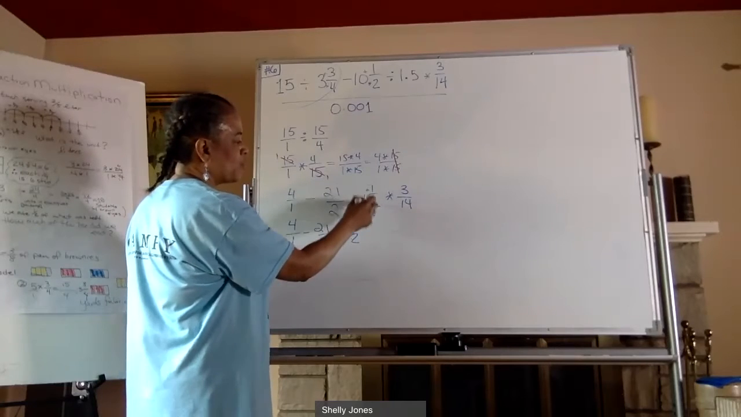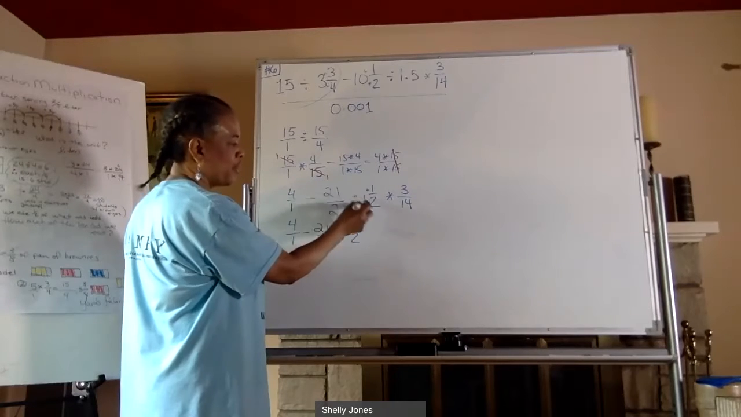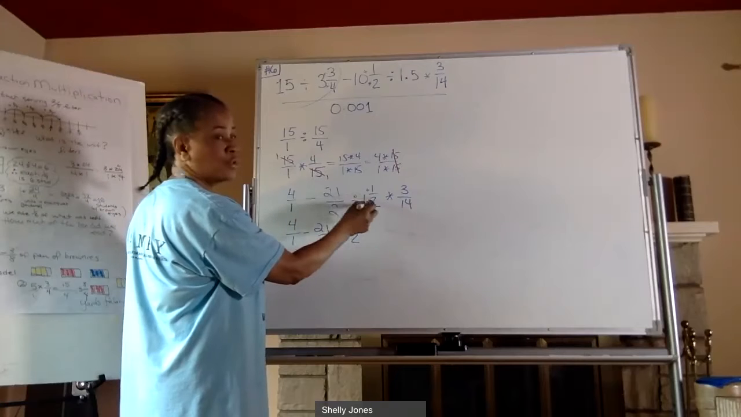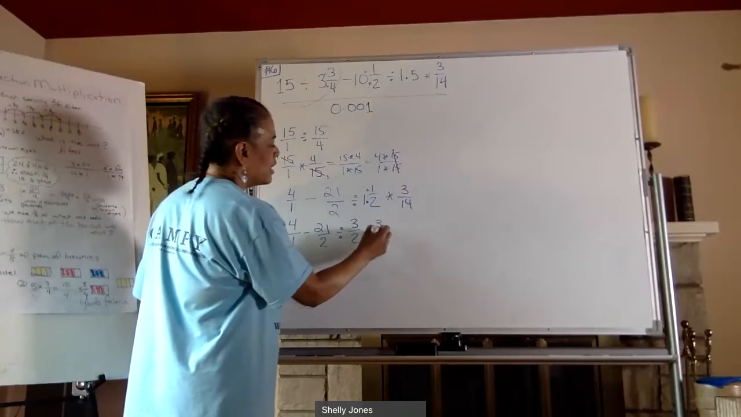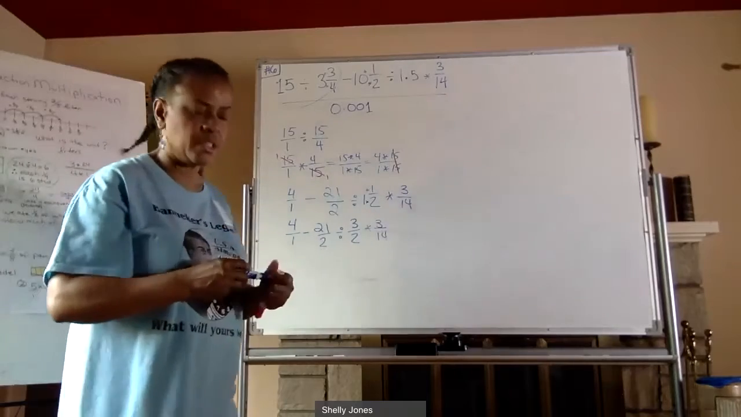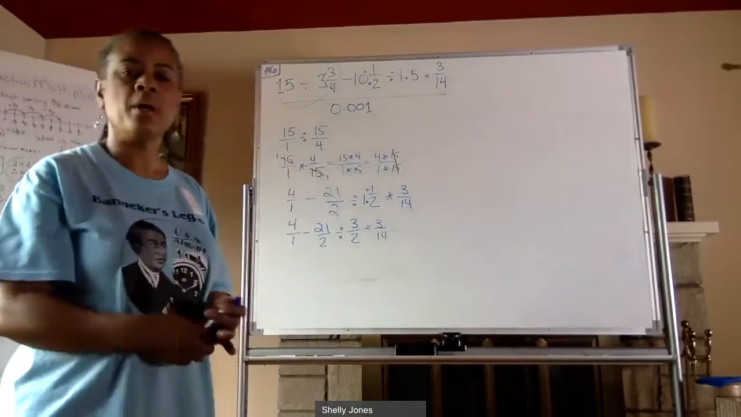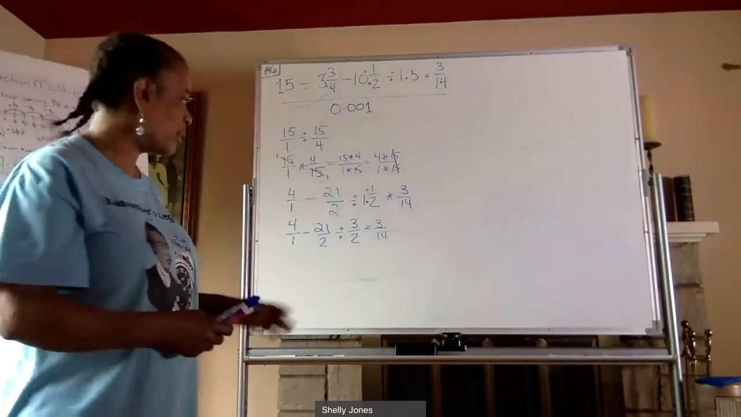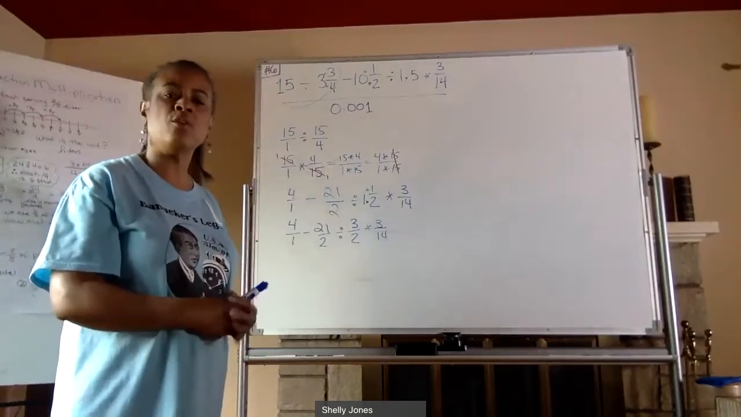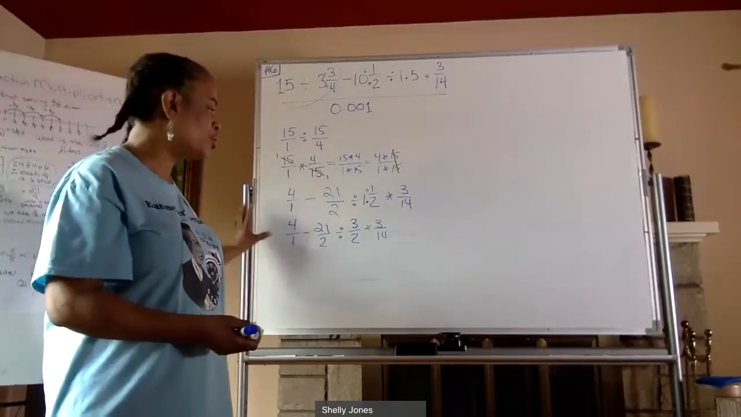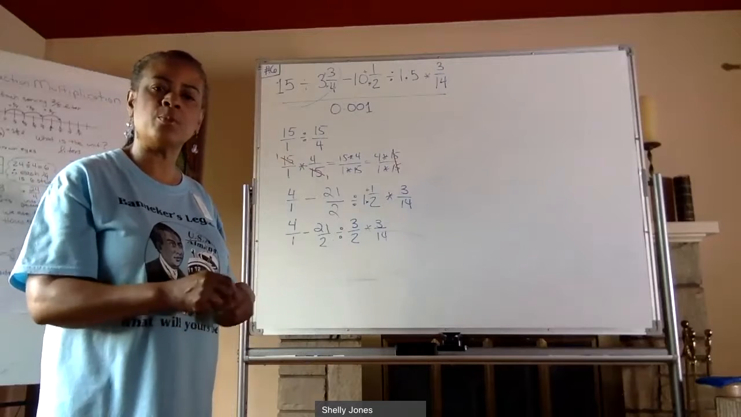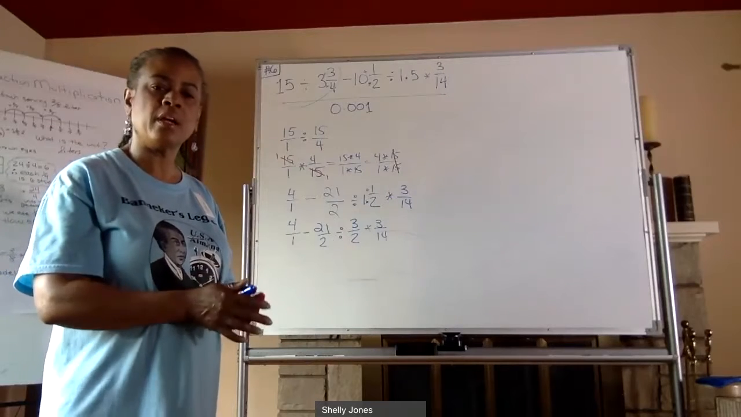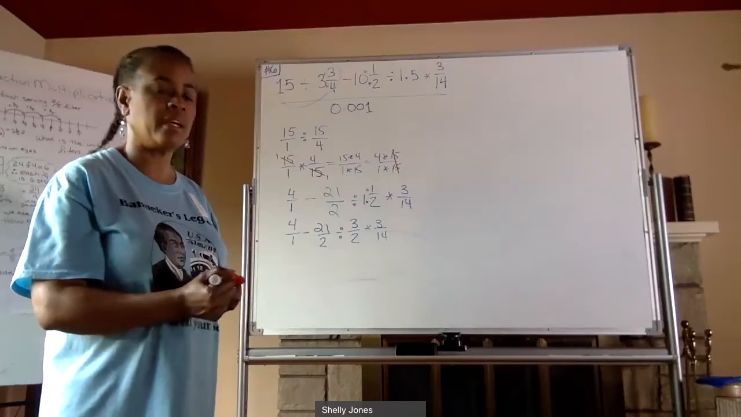2 halves plus 1 more half is 3 halves. Or you can do like me, 2 times 1 is 2, plus 1 more is 3, 3 halves times 3/14. I'm writing each one of these steps out so you can see it, but when you show your work, you can do it the way you feel most comfortable. But if you show all of your steps, then I can see what you did, and if there's partial credit to be had, you can get that if you make a small mistake.